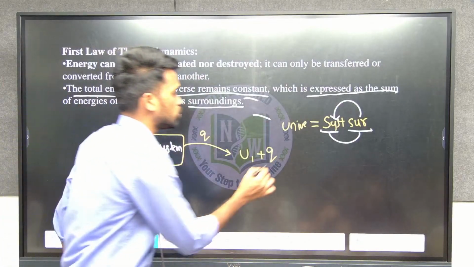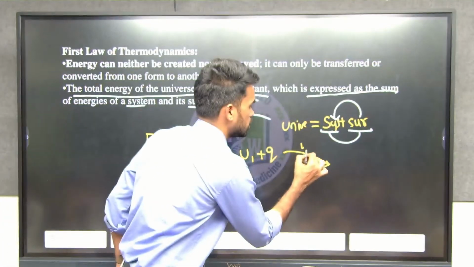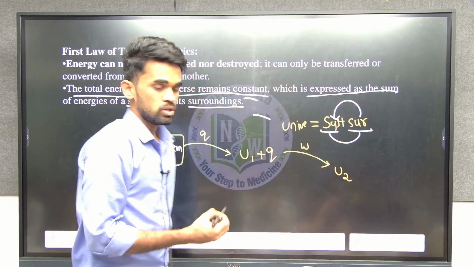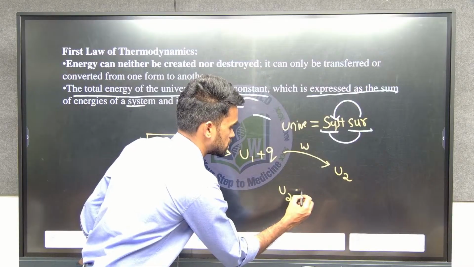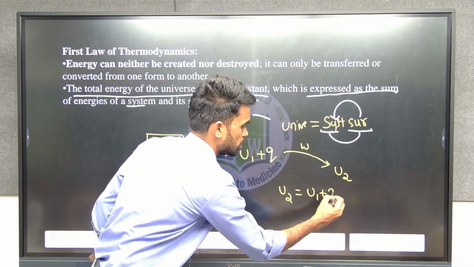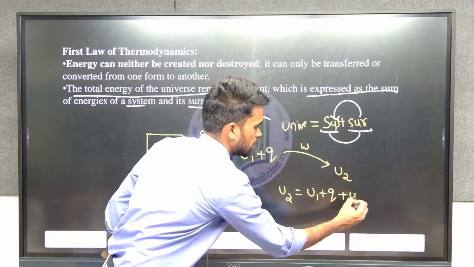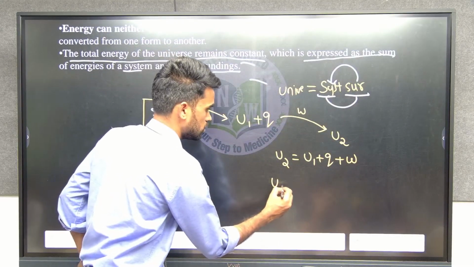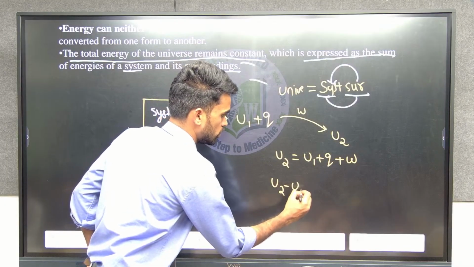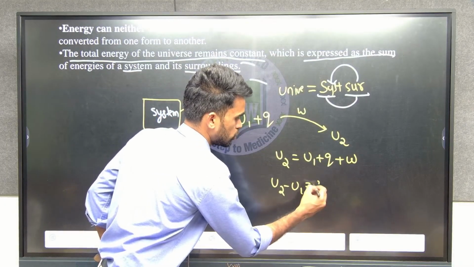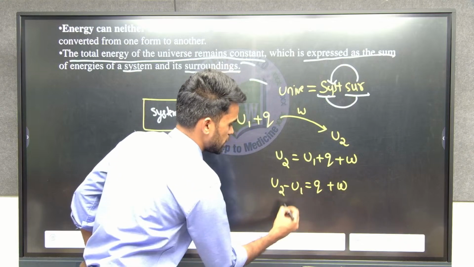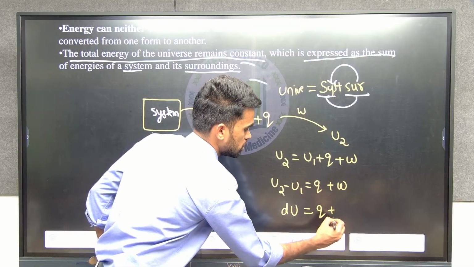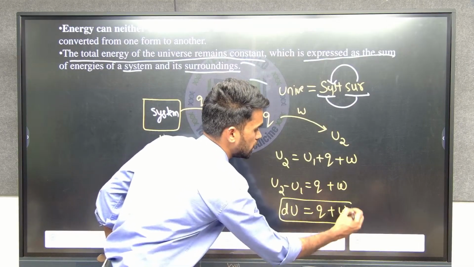Okay, and you are also doing some work on this. Then its internal energy becomes U2. So what is U2? U2 is equal to U1 plus Q plus W. Then if I want to write, U2 minus U1 equals Q plus W. This change, U2 minus U1, is called the internal energy change. So this is the final equation you need to remember.